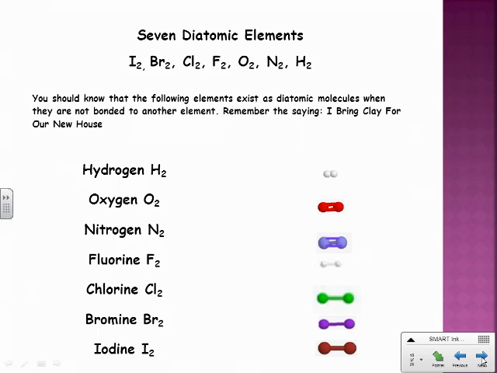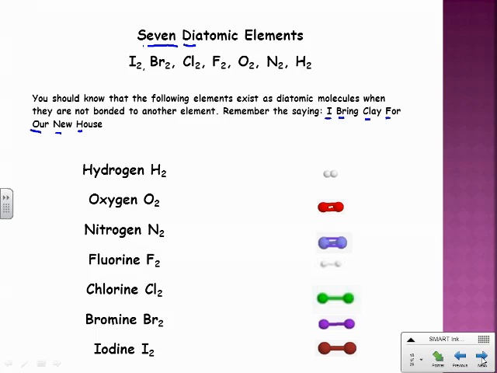Now what this means is there's 7 elements that when they're all by themselves, they exist in pairs, okay? So how you can remember these is by remembering the saying, I Bring Clay For Our New House. So this includes all 7 diatomic elements. I for iodine, Br for bromine, Cl for chlorine, fluorine, oxygen, nitrogen, and hydrogen.